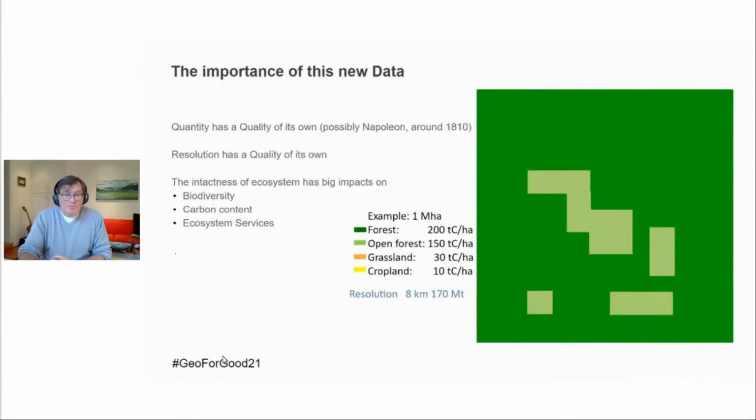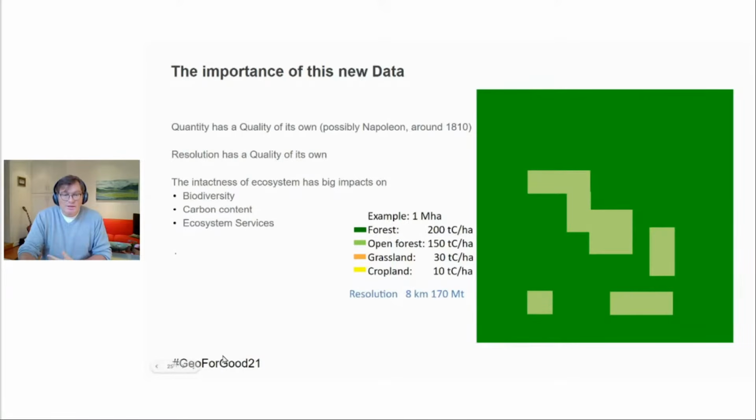I want to go a little bit further on the importance of this data set for ecosystems and forests. And, a paraphrase here, something that apparently Napoleon said: there's a quality in quantity. I want to make that a statement of there's a quality in resolution. For if you want to think about biodiversity, carbon, and ecosystem services, this is incredibly important.